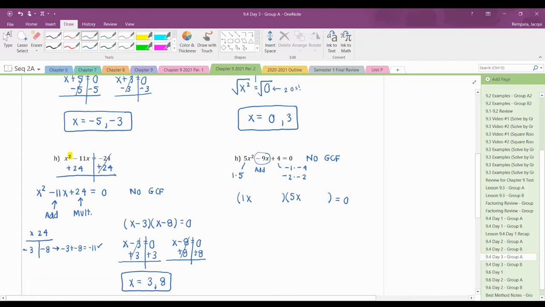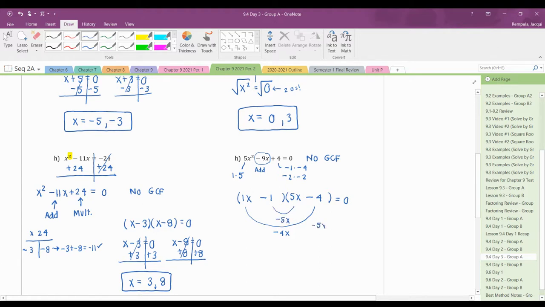So let's guess. Let's do the negative 1 and the negative 4. So if I do negative 1 first and negative 4 second, there's my guess. Now we have to check to see if I get to that negative 9 in the middle. So I multiply the outside terms. 1x times negative 4 would give me a negative 4x. Then I multiply the inside terms. Negative 1 times 5x is negative 5x.